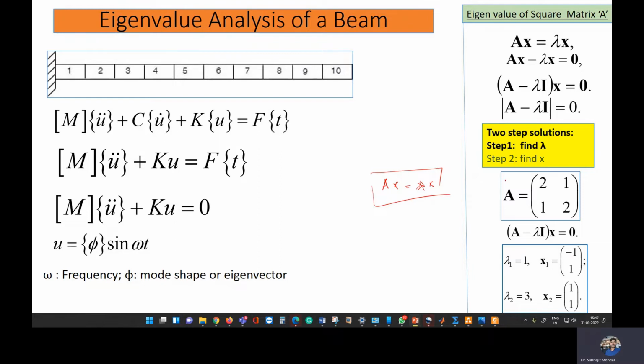So this is the eigen solution for a single square matrix. This lambda we call the eigenvalue, and if you take the square root of it, we get the frequency. That frequency comes in radians, and we have to convert it to hertz. So that is how to get the eigenvalue solution for a single matrix.